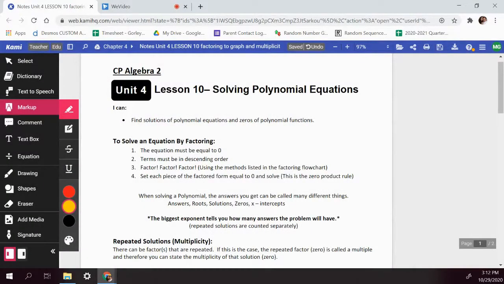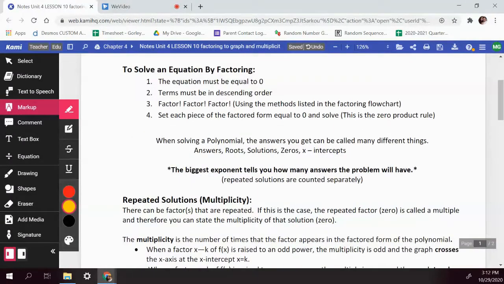In this lesson, I can find solutions of polynomial equations and zeros of polynomial functions. Okay, so let's just review solving by factoring. To solve an equation by factoring, you need to first make sure it's set equal to 0.